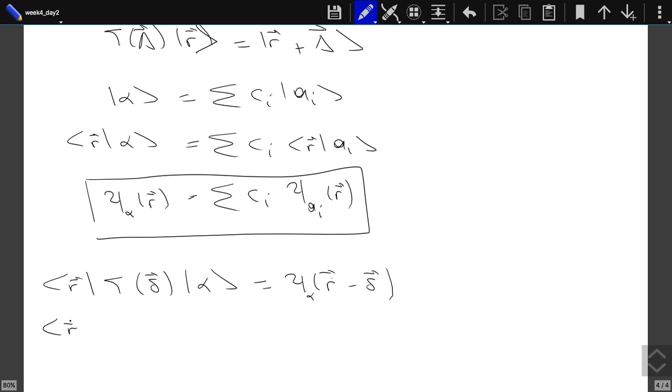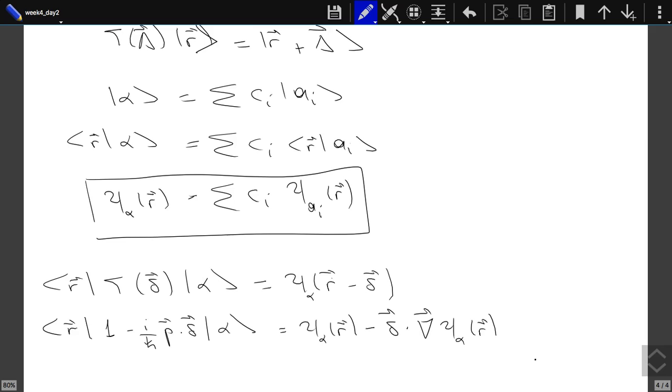Well, we know what the T operator is for very small delta. We had said that it was 1 minus i over h bar p dot delta acting on alpha. This is my left-hand side. On my right-hand side, I know that delta is very small, so I can make an expansion, and that would just give me psi alpha of r minus delta dot the gradient operator acting on psi alpha of r. Plus, of course, both sides contain terms that are proportional to delta squared or higher orders of delta.